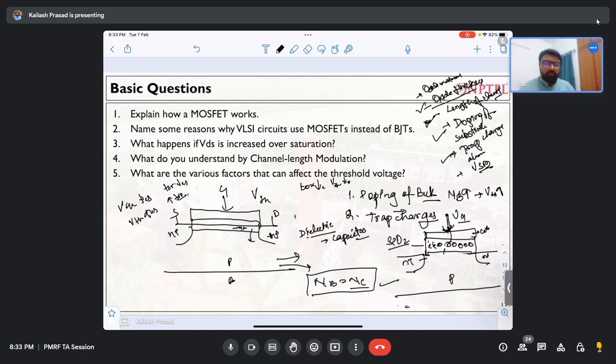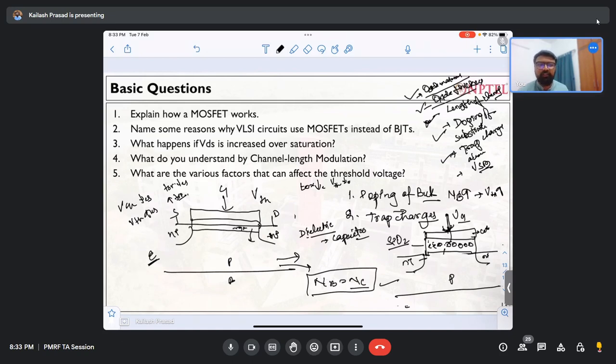Now we have oxide material. I will answer this easily. If you change the oxide material, it can increase or reduce the threshold voltage. How will it change? If you have an oxide material with higher permittivity, higher epsilon, then your threshold voltage will reduce. If you have an oxide material with lesser permittivity, lesser epsilon, then your threshold voltage will increase.